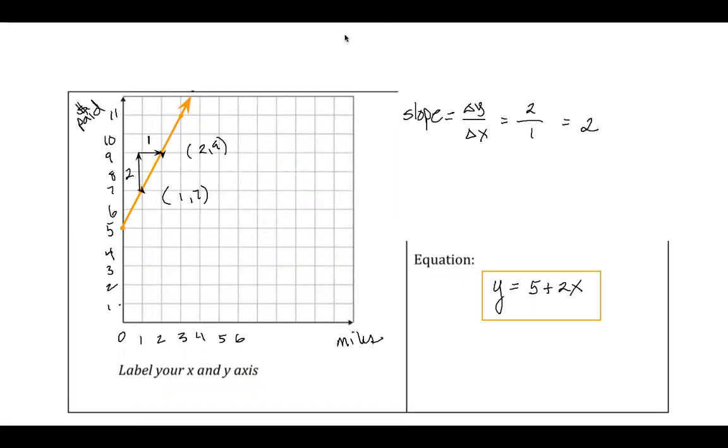What about the y-intercept? Well, to find the y-intercept, I'm just going to drag my finger down the y-axis until I hit my graph. And the number on the y-axis right here is 5. So my y-intercept is equal to 0, 5.